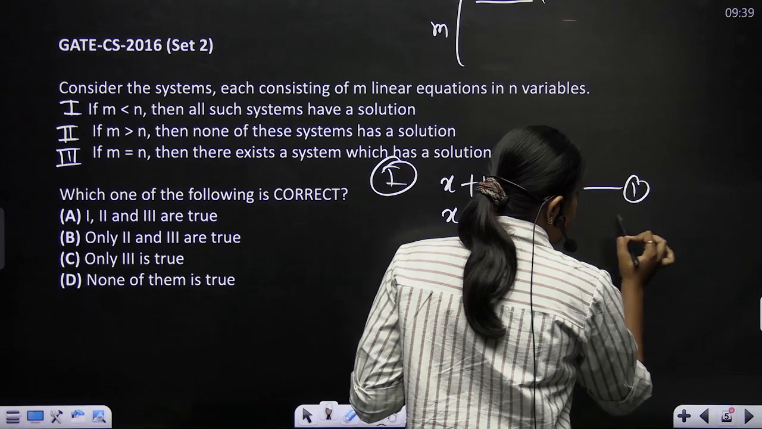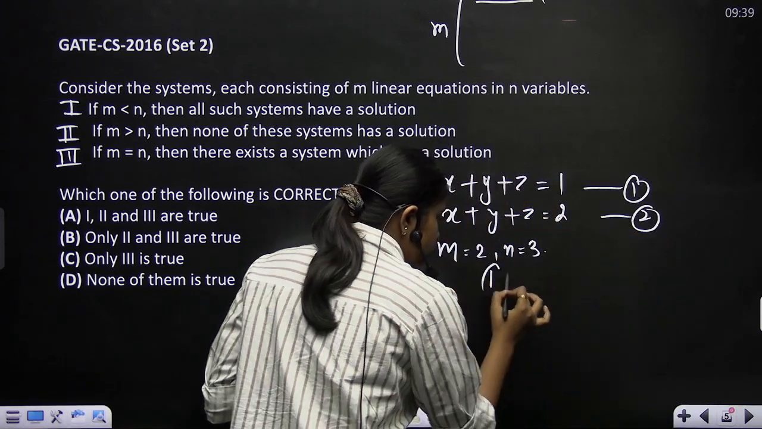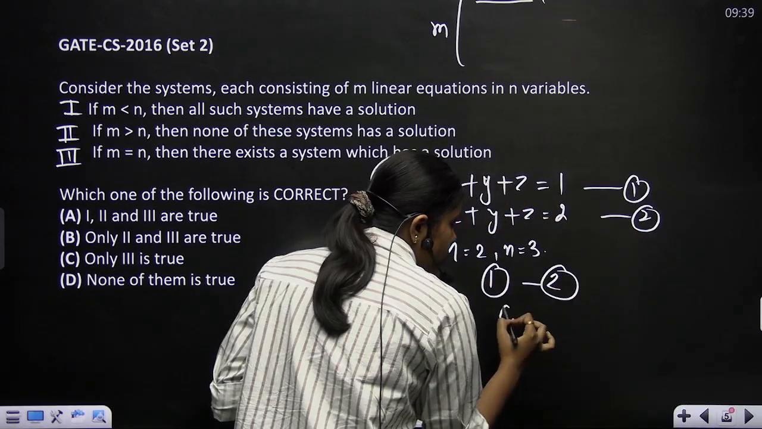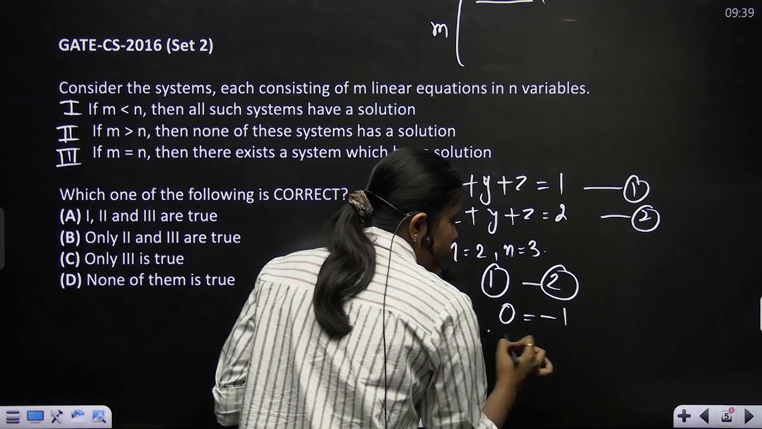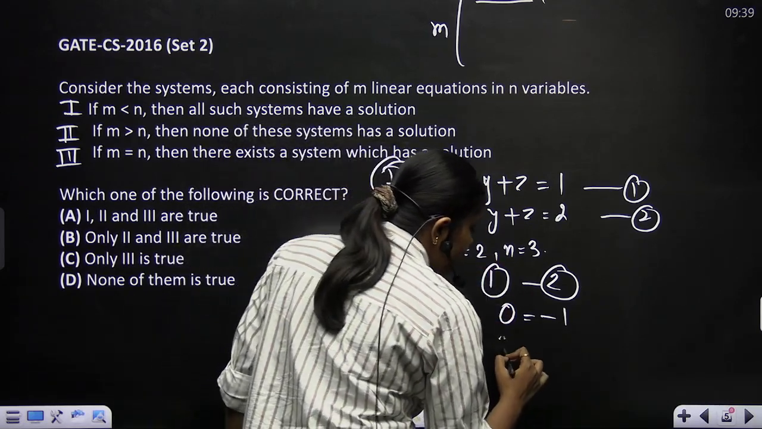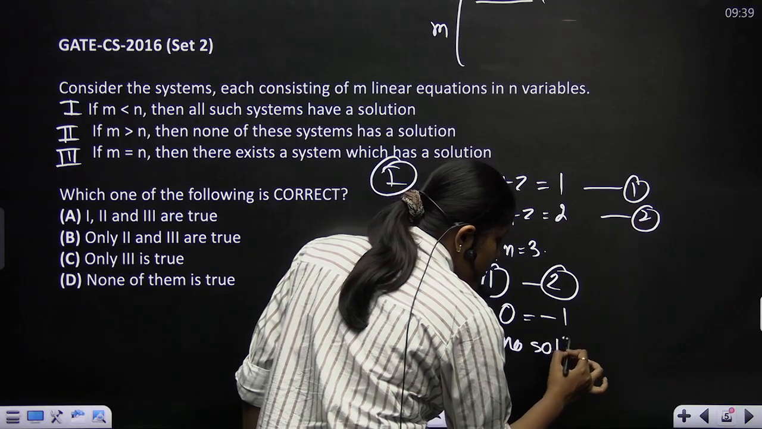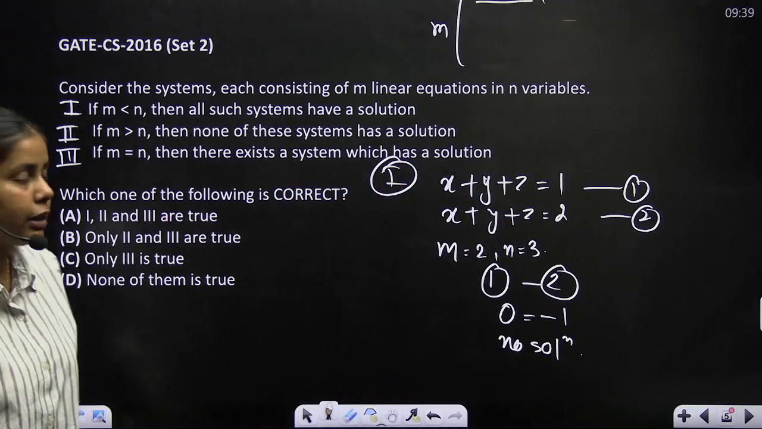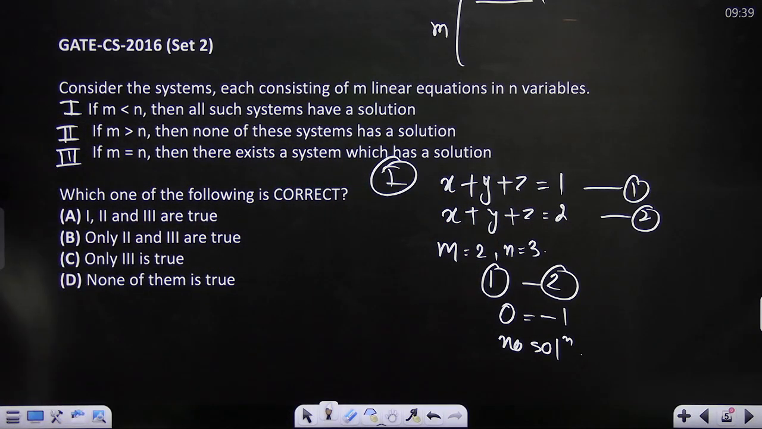Just subtract the first with the second. Subtract these two, first minus second. What would you get? 0 is equal to -1, which would be impossible. So that means this system does not have a solution. No solution. Instead of solving, we get that it does not have a solution.